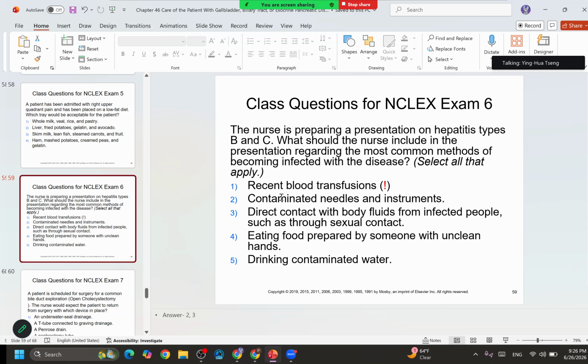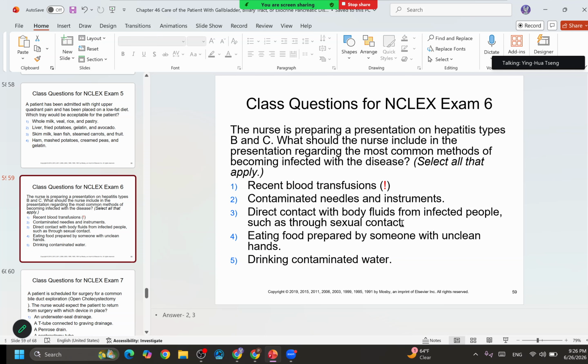Number 6, the nurse is preparing a presentation on hepatitis type B and C. What should the nurse include in the presentation regarding the most common methods of becoming infected with the disease? Select all that apply. 2 and 3. Yeah, 2 and 3. So here I mark it. Okay, the recent blood transfusion, I mark it like this.